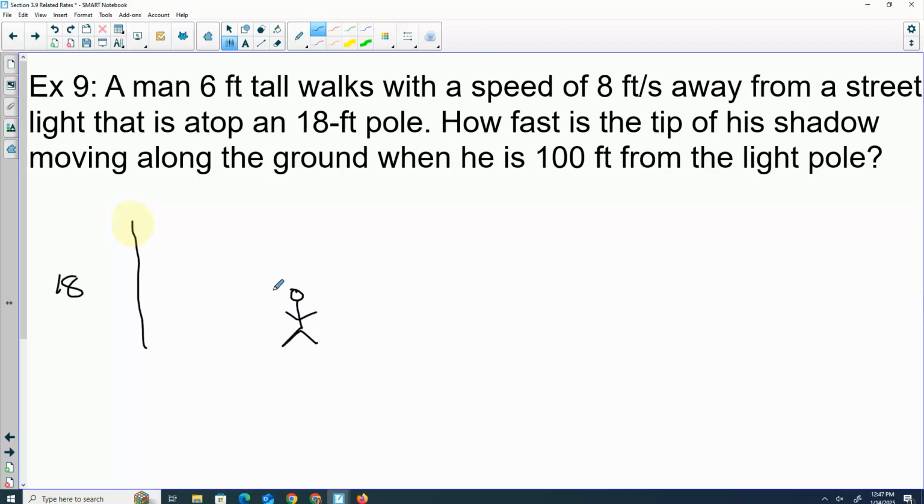Gonna label this guy CJM. And he is 6 feet tall. Does that height change? No. Okay. So if he is walking away, he is going this direction. Would we agree with that? So man 6 feet tall is walking with a speed of 8 feet per second.